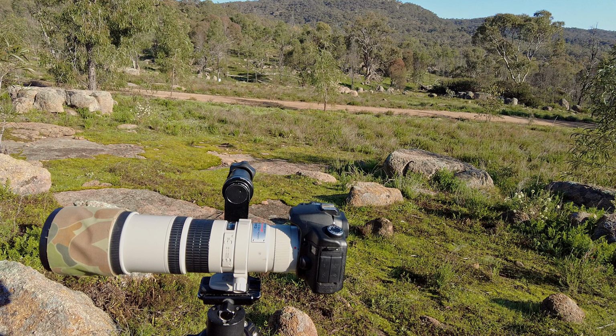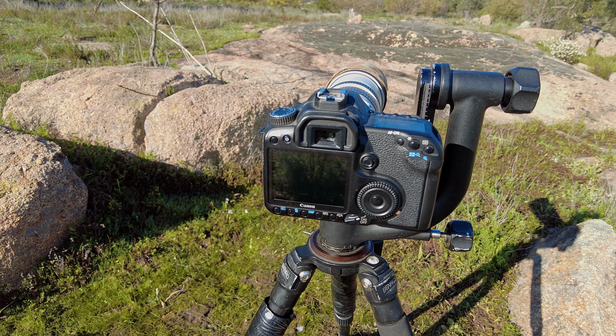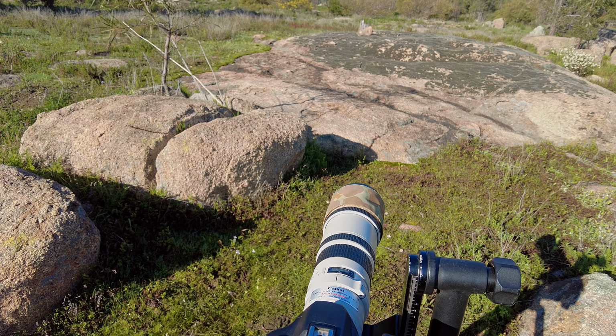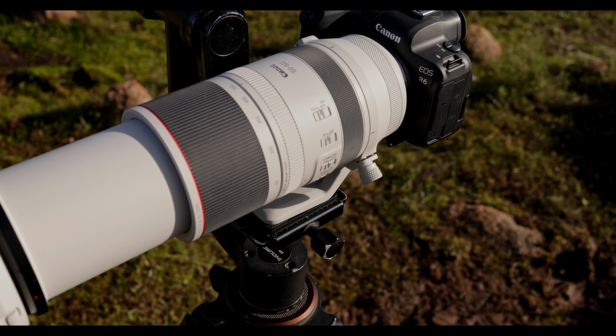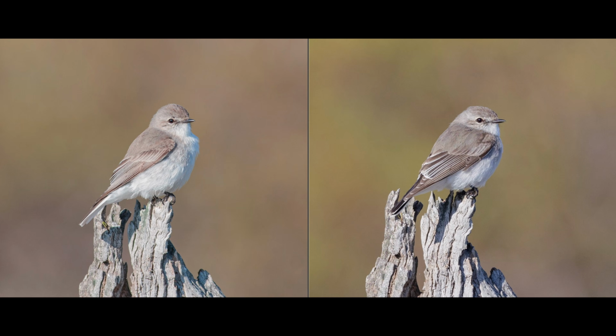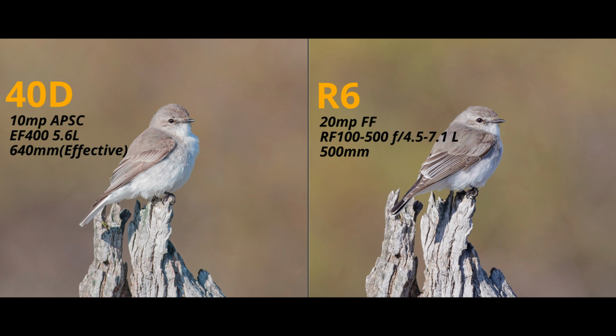So I've got my 10 megapixel 40D paired with my 400 5.6, which gives us an effective focal length of around 640mm. The other kit I used was the R6 with the 100 to 500. All right, so these are the two shots on the screen. Can you tell which one was taken with the 40D and which was taken with the R6? Believe it or not, the image on the left was actually taken with the 40D. It was shot at ISO 200, which gave us the best possible image quality.